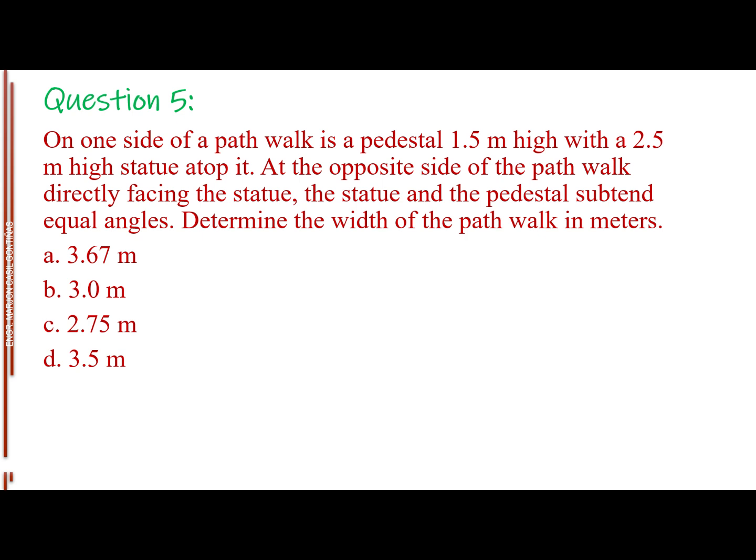On one side of a path walk is a pedestal 1.5 meters high with a 2.5 meters high statue atop it. At the opposite side of the path, walk directly facing the statue and the pedestal subtend equal angles. Determine the width of the path, walk in meters. Letter A, 3.67 meters. Letter B, 3.0 meters. Letter C, 2.75 meters. Letter D, 3.5 meters. Your timer starts now.